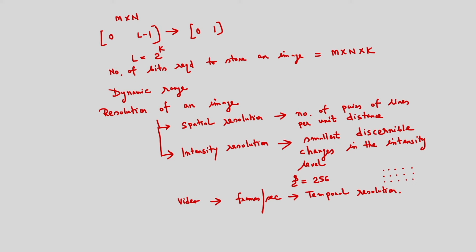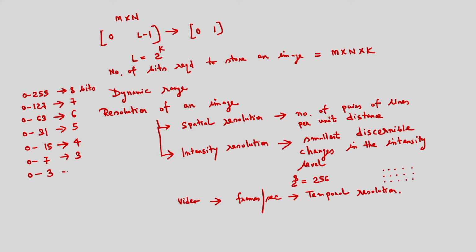So suppose if I consider 0 to 255 levels, how many bits do we need? For this we need 8 bits. And if I consider 0 to 127, then I need 7 bits. If I consider 0 to 63, I need 6 bits. 0 to 31, 5 bits. 0 to 15, then I will need 4 bits. 0 to 7, 3 bits. 0 to 3, 2 bits. And if I consider 0 to 1, only 2 levels, then I need only 1 bit. So this is called a binary image.